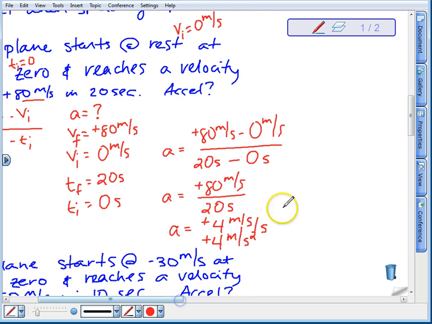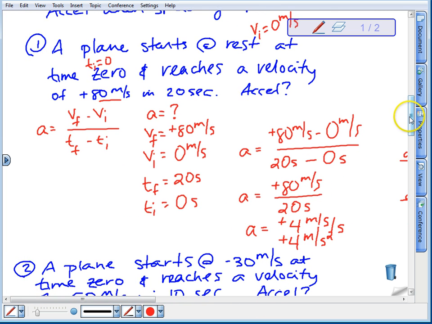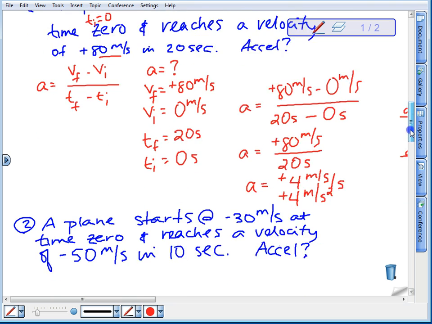Okay. So our units for acceleration, you're always going to have a distance unit over a time unit squared. Or you can write it as a distance unit over a time unit over a time unit. Either way works out the same way. Okay, so here we've got a positive acceleration and we are speeding up. You see we started at rest and we speeded up to 80 meters per second. That means we've sped up and our acceleration is positive, right?